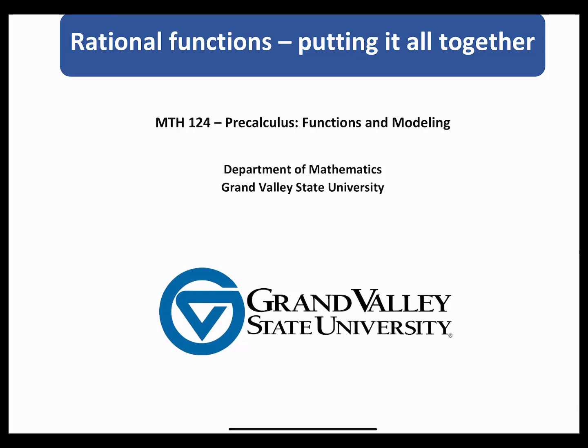Welcome. In previous screencasts, we learned about the relationship between the degree of the numerator and denominator and the long-range behavior of rational functions. We studied the domain of rational functions, and most recently we learned how the zeros of the numerator and denominator relate to the location of a rational function's zeros, vertical asymptotes, and holes. In this screencast, we will put all of this together to identify the key features of a rational function.